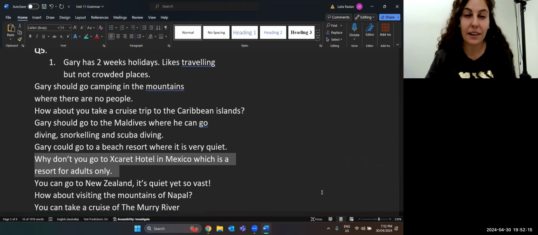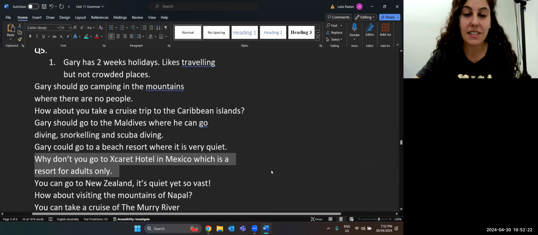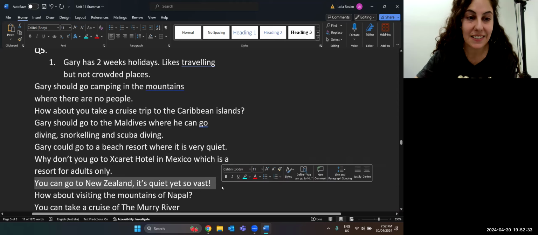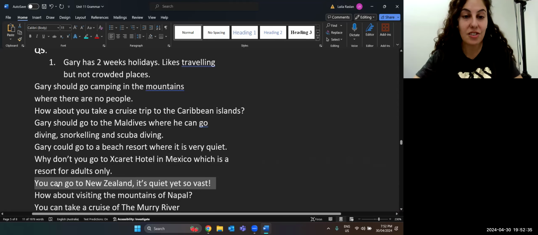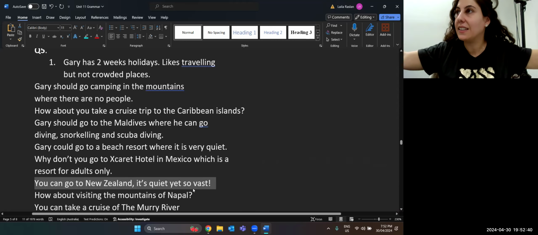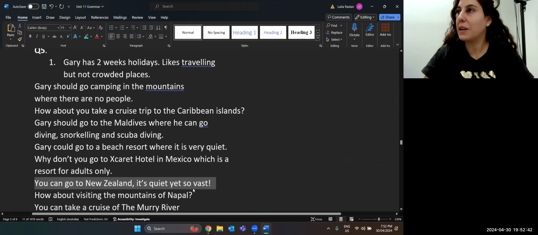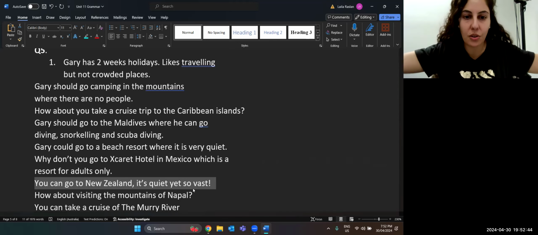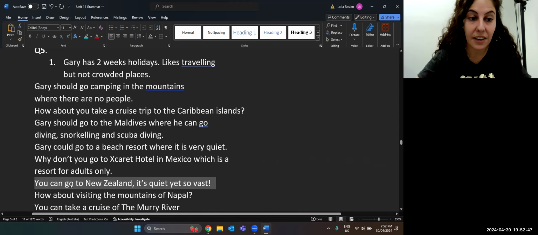Okay, because he doesn't want crowded places. So maybe this hotel is nice. There's only adults. He's got 2 weeks. It's in Mexico. Okay, it's only adults, no children. So there won't be many people. We could say, you can go to New Zealand. You could go to New Zealand. It's quiet, yet so big. There's not many people in that country, but it's just huge. So that's good for Gary.